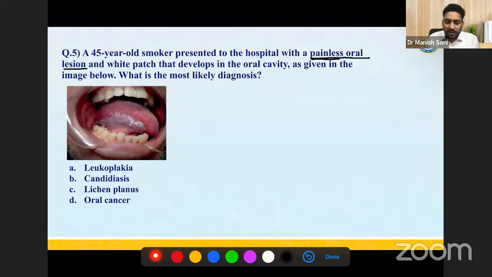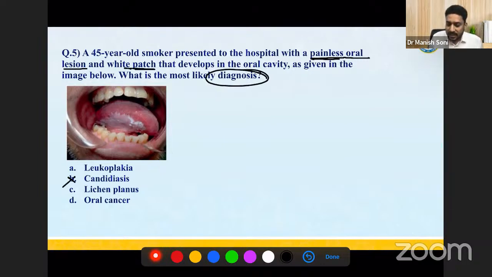Now, a painless oral lesion as shown in the image, and you can see which site is involved. The lateral part of the tongue is involved. This white patch develops over the oral cavity given in the image below. What is the diagnosis? Some students get confused with candidiasis, but this is not candidiasis.